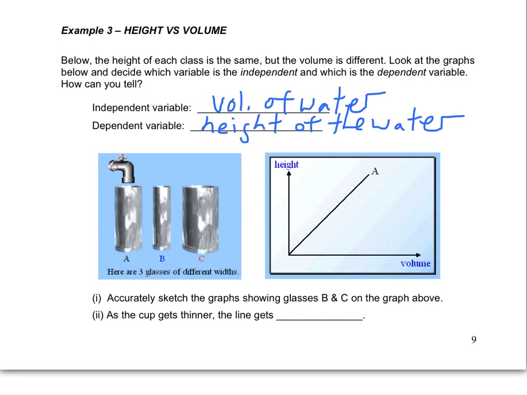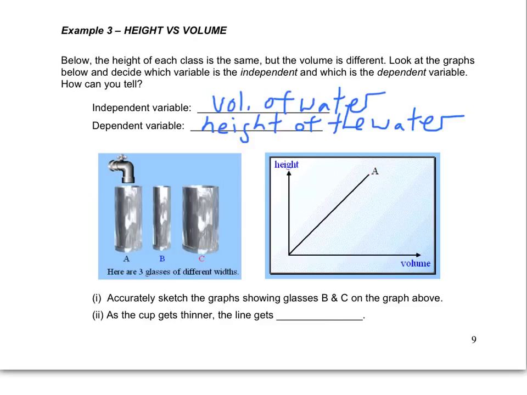Now, one thing to note as we're looking at this, we see that we've already been given the graph of vessel A. As water is being poured into it at a constant rate, we see the height, the top of the water, increase at a constant rate up to when it's right full at the top.